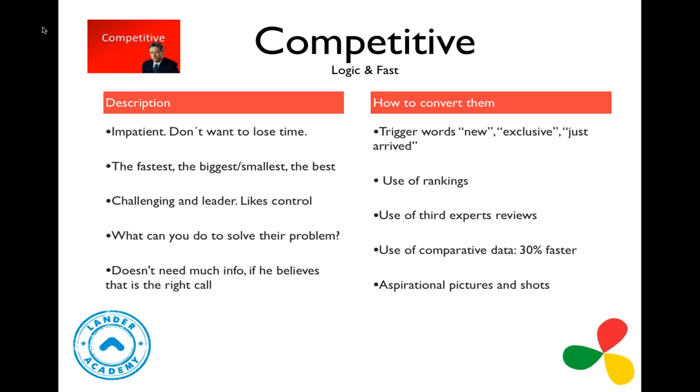We will need to use words like new, exclusive, just arrived, percentages, 30% faster, facts, cool facts, so they say, okay, this is what I'm looking for. For competitive users, there's always a piece of data or something that will trigger them to move. They are fast deciders, remember that, okay?